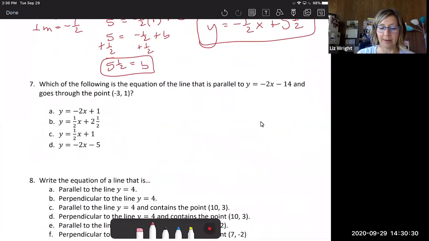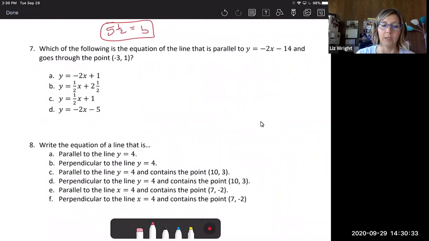So let's look at number 7. Number 7, it says, which of the following is the equation of the line that is parallel to this? And it goes through the point -3, 1. So which of the following is the equation of the line that is parallel to that one, which means our parallel slope is going to be -2, and then it's going to go through the point -3, 1. All right, so here's a couple options. One, we can automatically throw these out, right? Because we see that they have a slope of 1/2. So here are your choices.